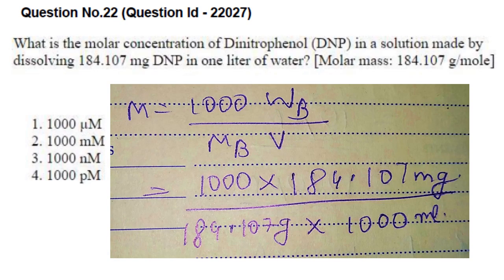Then next one. What is the molar concentration of dinitrophenol in solution made by dissolving 184.107 mg DNP in 1 liter water? So we have the formula, molarity is equal to 1000 WB into MB into B. So 1000 into the weight, 184.107 mg, that is the weight of the compound. Then you have the molecular mass in the denominator, it is 184.107 grams into 1000 ml. They have given 1 liter water, so convert it into ml, so it is 1000 ml.